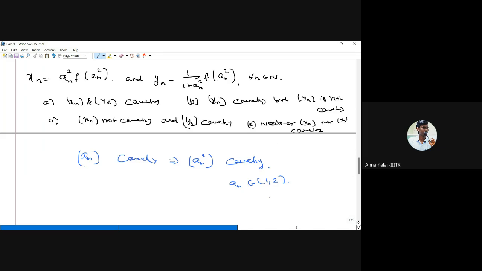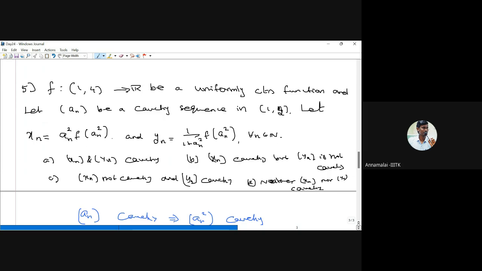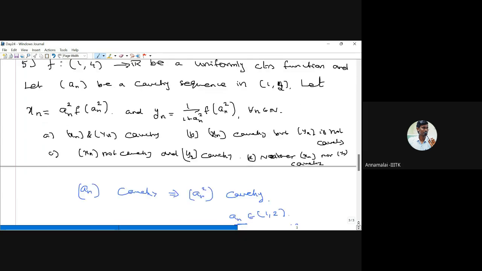Therefore, all the an lie between 1 and 2. Therefore, an square lies between 1 and 4. Therefore, an square is also a sequence in the given interval 1, 4. That's why I am taking an in 1, 2, because an square should be in 1, 4. If suppose you are taking an in 1, 4, the an square is in 1, 16, but 1, 16 is not our domain. Our domain is 1, 4. That's why we take an as a Cauchy sequence in the interval 1, 2.